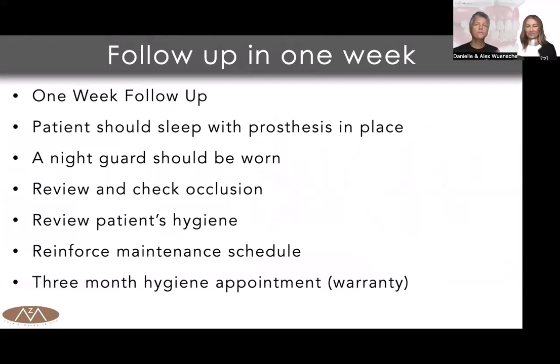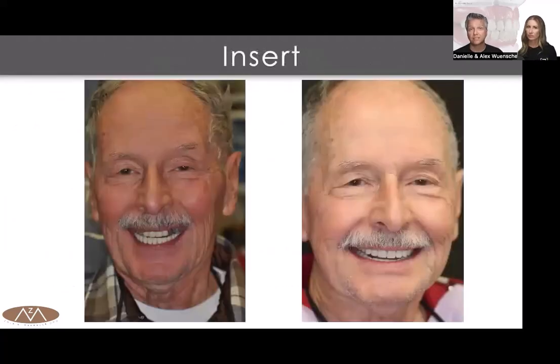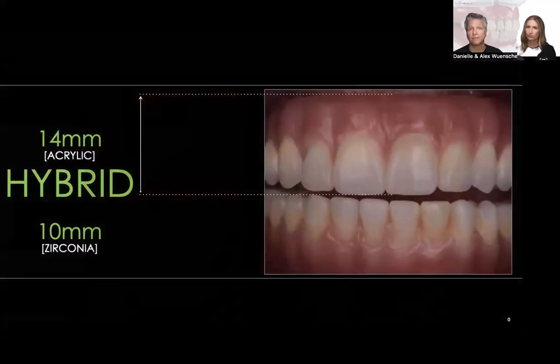Review, check occlusion, review patient's hygiene, reinforce the maintenance schedule, which is very important, right? Patient has to know what they have to do. And then every 3 months, a hygiene appointment like you usually do. That gives you the chance to get the patient back, check the restoration, call the lab if maybe something has to get repaired, and we're good to go. And here's the final case, very happy patient. And these restorations, like I say, normally last a really long time. Patients are very happy.